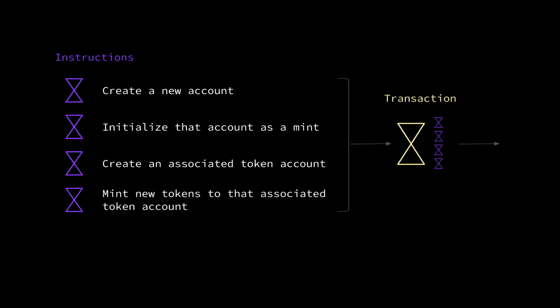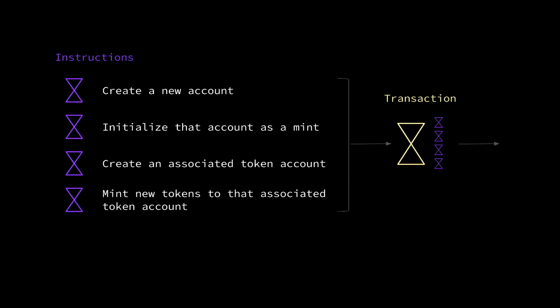If you wanted to create an SPL token, a random token for whatever your use case is, you can do that by using a Solana transaction, and you're going to create all the instructions that you need to perform these various actions on chain: creating our new account, initializing that account as a mint, creating the associated token account, and then minting tokens from your mint into the associated token account.